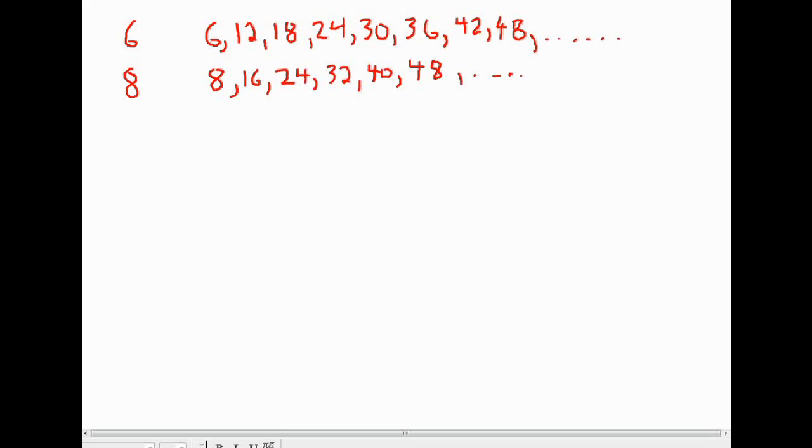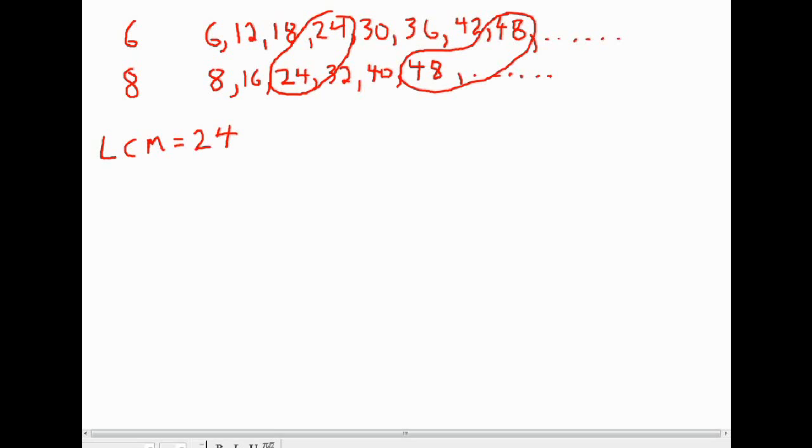Now if I'm looking for the lowest common multiple, I'm looking for the first number that appears on both lists. As I can see, there's a couple of common multiples here on these lists. 24 appears on both, and 48 also appears on both. So 24 and 48 are both common multiples, but the lowest common multiple is the first one we see, the smallest one of all of those values. And the smallest one of the values that are the same on both lists is 24.